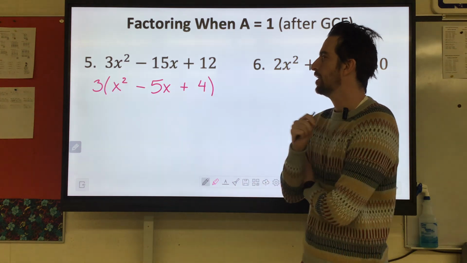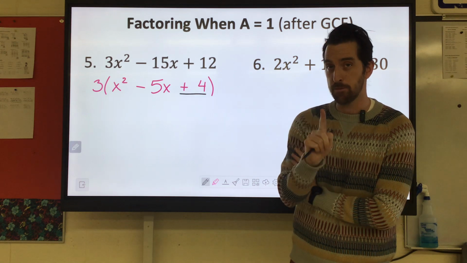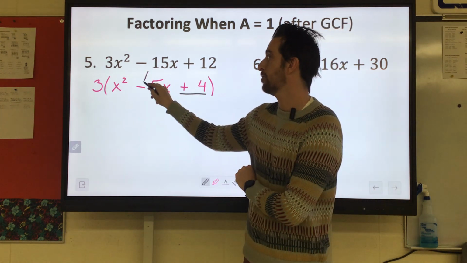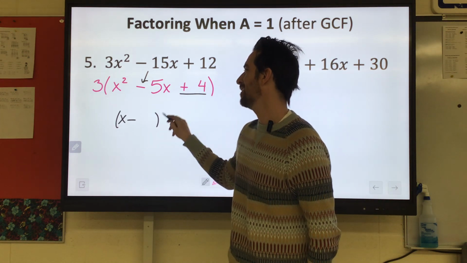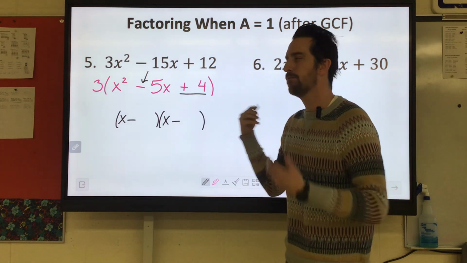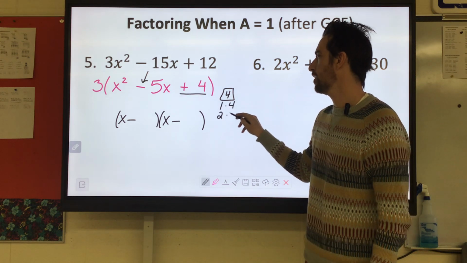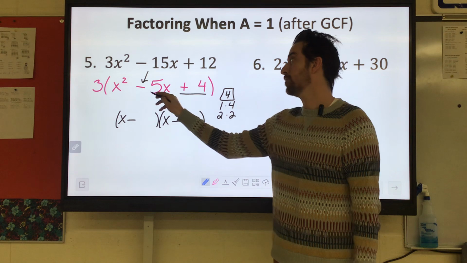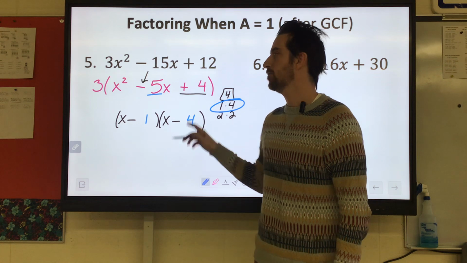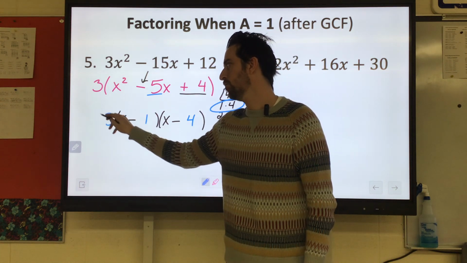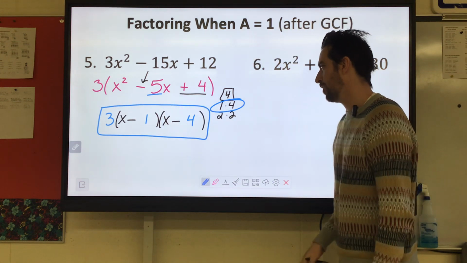So if we're looking inside, x squared minus 5x plus 4, it ends in plus. I know that means they have to either both be plus or both minus. So then I look to the first symbol, minus. Okay, they're both minus. X minus, x minus. I'm thinking of factors of 4. So 4 could be 1 times 4, or it could be 2 times 2. We need the set that adds up to 5. Whoop. 1 and 4. Don't forget about the 3 on the outside. Ooh. Pretty tricky. You could do it, no problem.